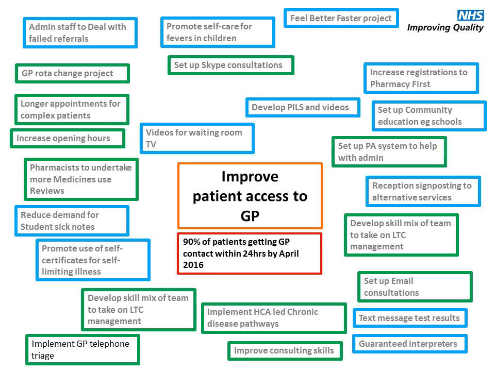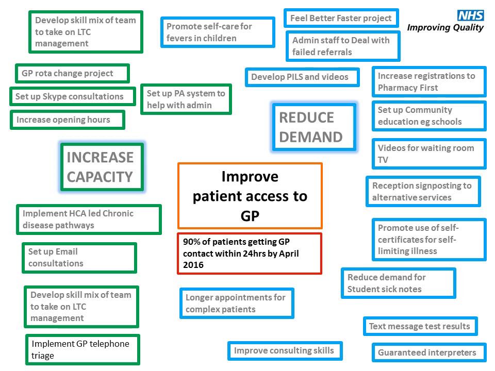So in this example, we've put a selection of potential change ideas or change projects up on this slide around the aim of improving patient access to the GP. The next step is to group or cluster the change ideas into themes. You can see in this example the green boxes represent activity to increase capacity, and the blue boxes represent ideas to help reduce demand.